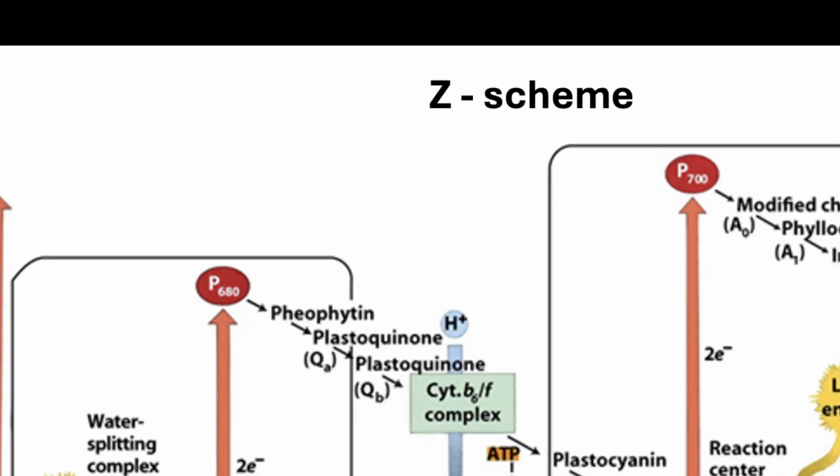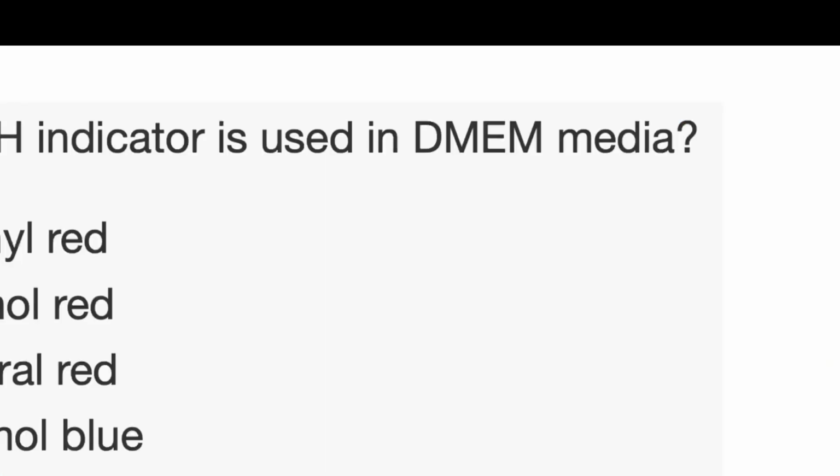Cool. So far so good. Moving on to the next question. Question number 6. Which pH indicator is used in DMEM media? Okay, this is an interesting question. Which pH indicator is used in DMEM media? Option A, methyl red. Option B, phenol red. Option C, neutral red. And option D, thymol blue. Which of these indicators is used in DMEM media?